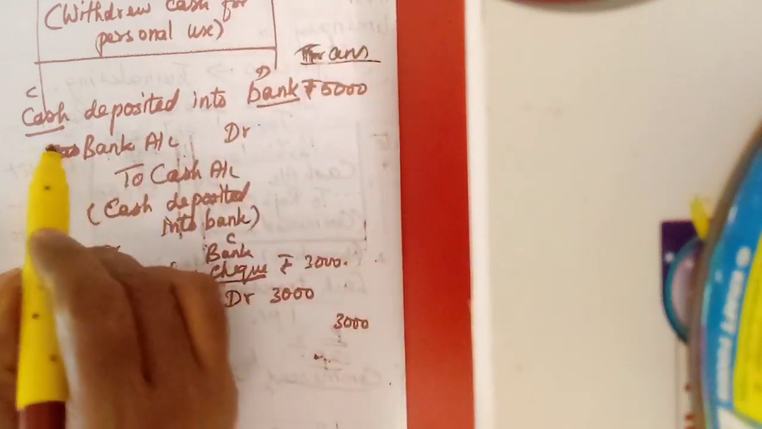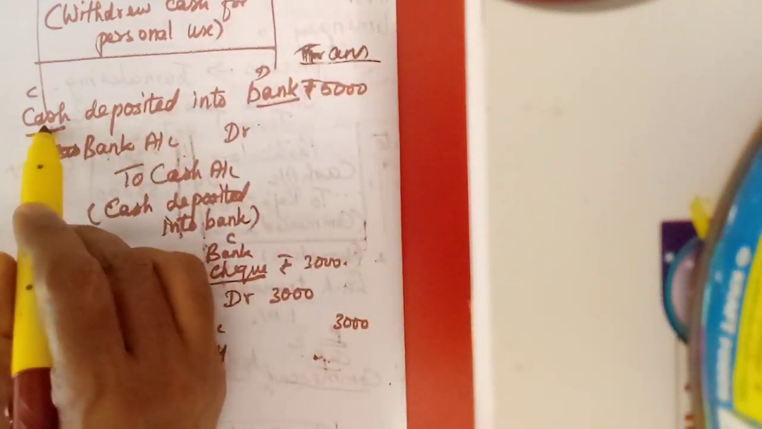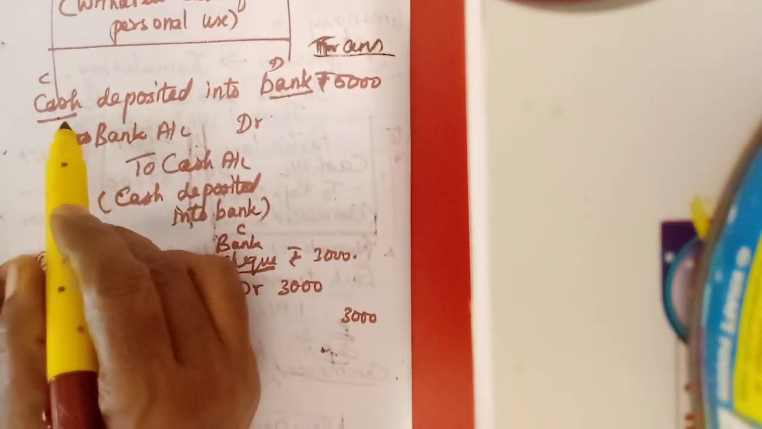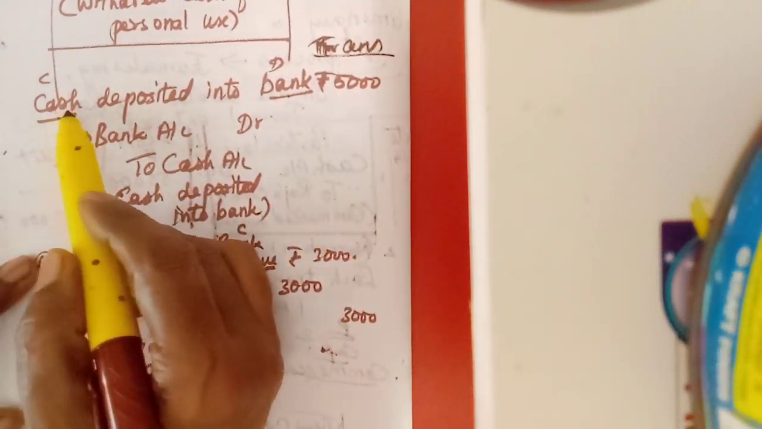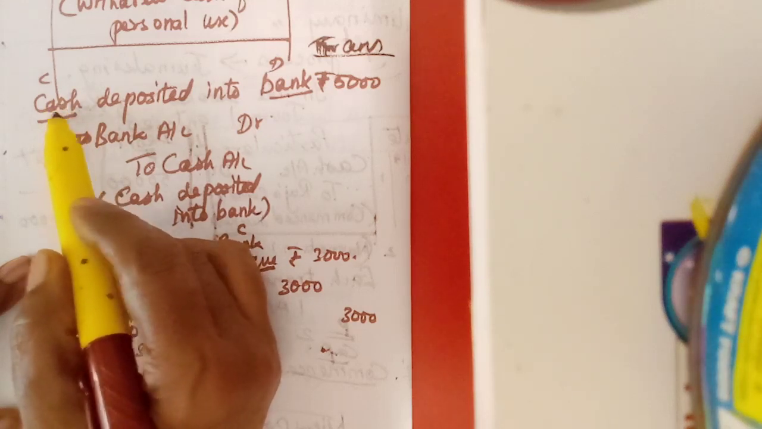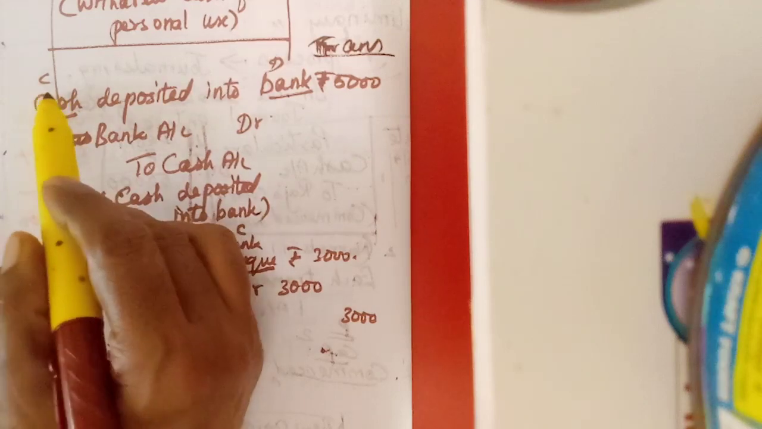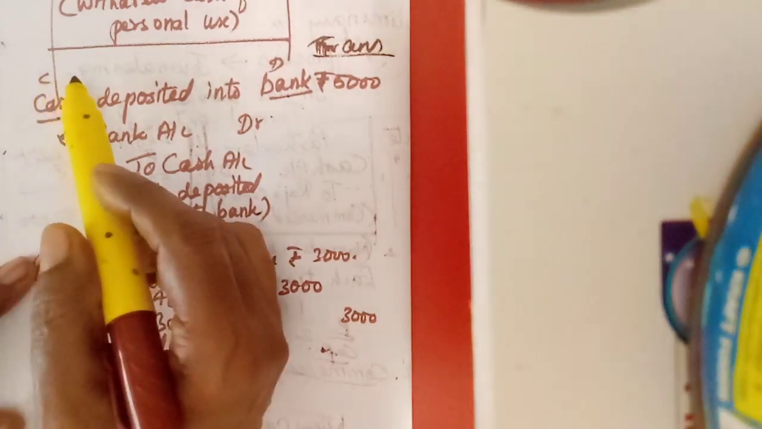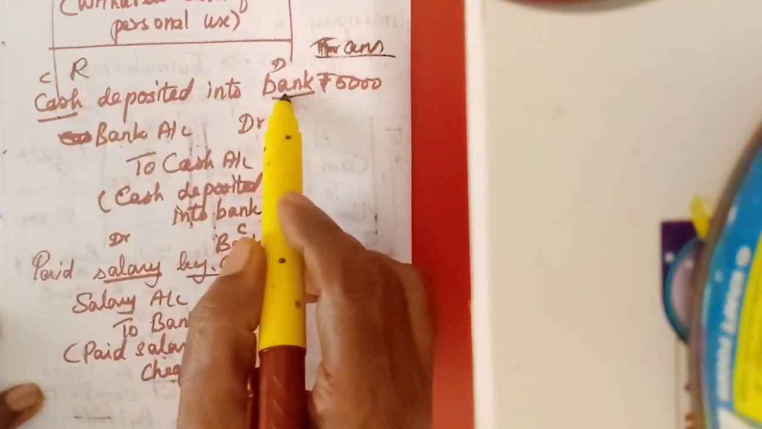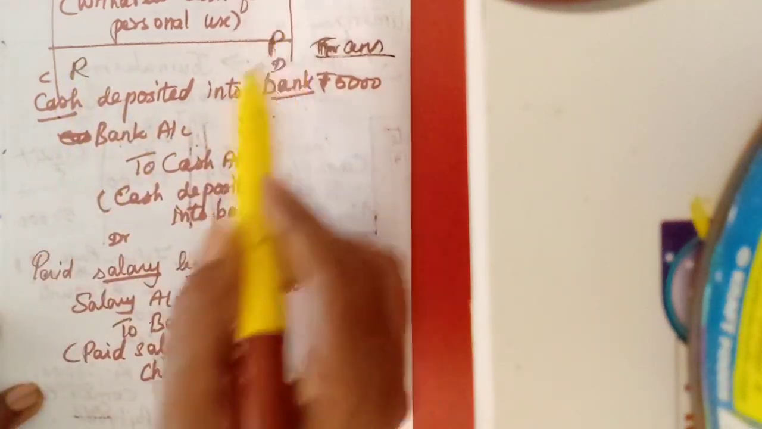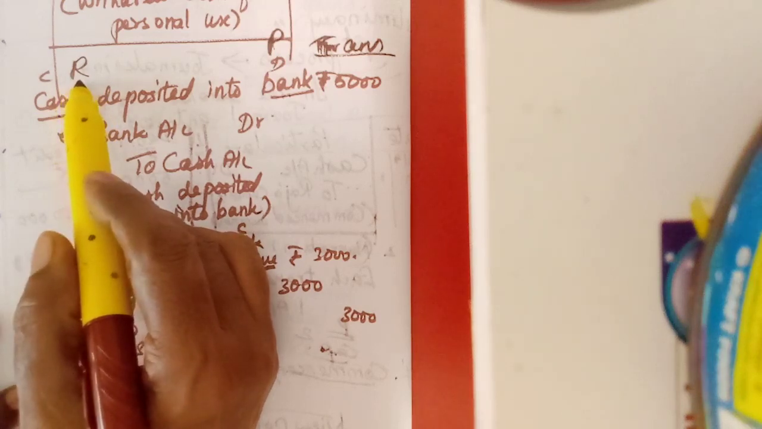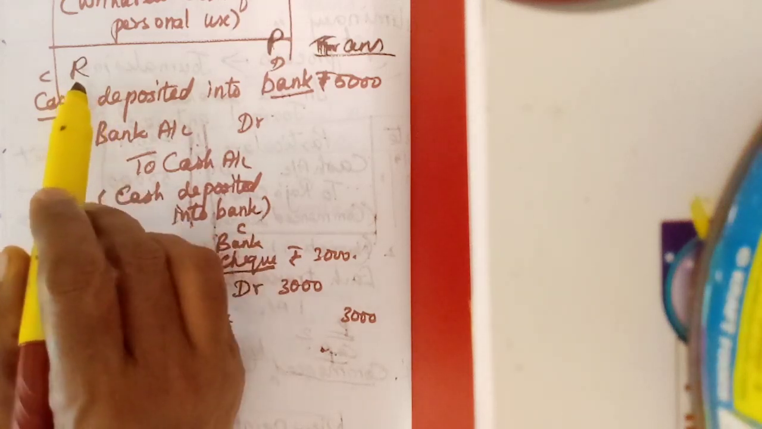First, we should identify the two accounts: one is cash, the other is bank. Then we should know the rule for that. We should identify the nature of the account. Cash is a real account, and bank is a personal account. Now we should apply the rule for those accounts.